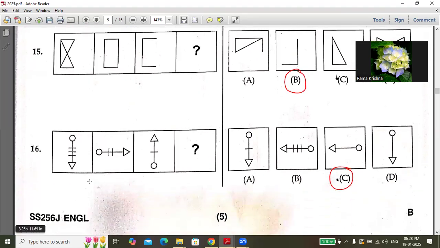So here you see this figure is rotating in the anti-clockwise direction, and one line is decreasing from the middle. So when you rotate it, this existing line should disappear. C is the correct answer.